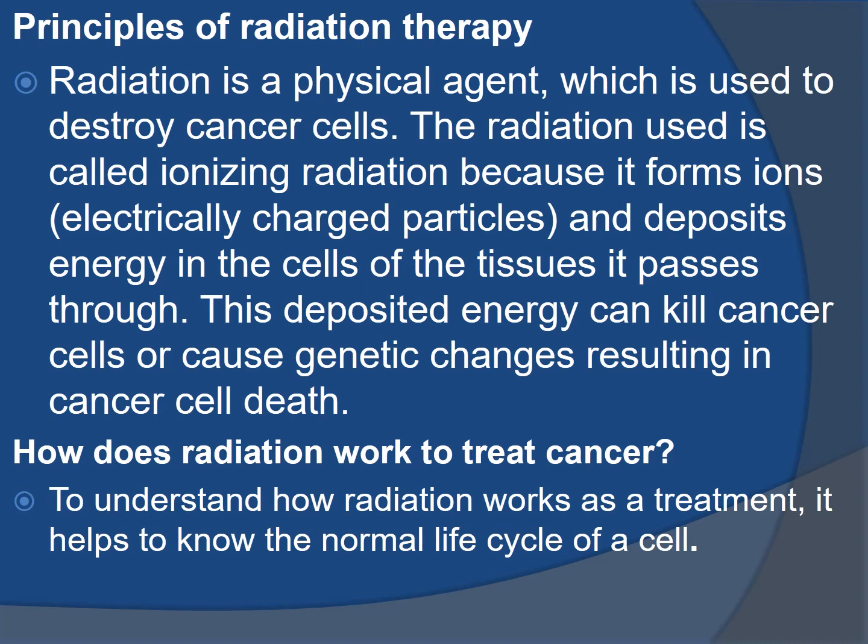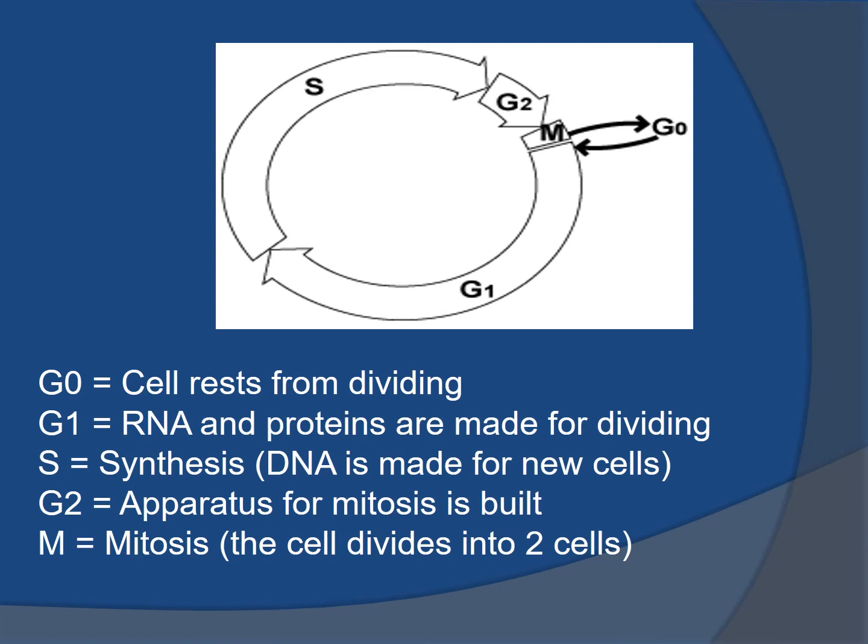How does radiation work to treat cancer? To know how radiation can kill cancer, you should first understand the normal life cycle of the cell. This is the normal life cycle of the cell, in which G0 cell rests from division, G1 RNA and proteins are made for division, S synthesis, DNA is made for new cells, G2 apparatus for mitosis is built, M mitosis.